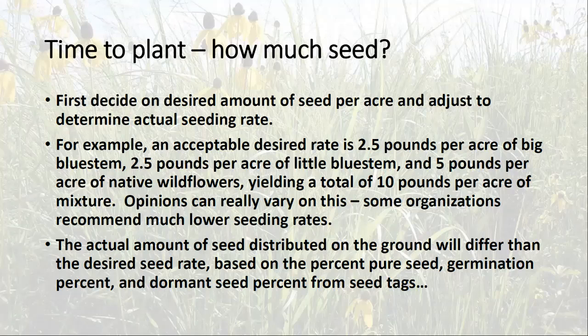And if you're doing that 50-50 mixture at a total of 10 pounds per acre, then you could do something like 2.5 pounds per acre of big bluestem, 2.5 pounds per acre of little bluestem, and 5 pounds per acre of native wildflowers. The other thing to keep in mind here is this is your rate as a goal. That is not the same as what you will actually spread on the ground. And I'm going to explain that in the next slide.